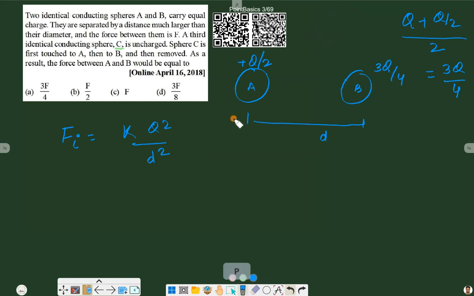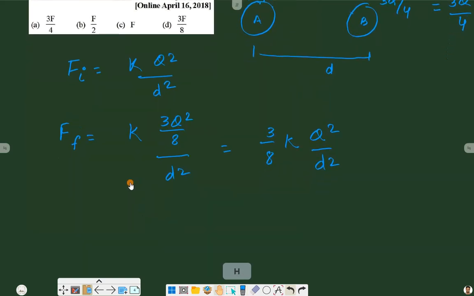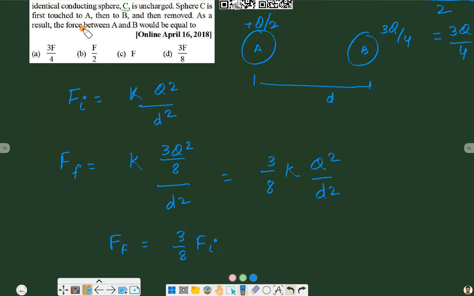So this sphere is now removed, and now the force between A and B, we can say force final, is equal to K. Now we know the charges, that will be 3q square by 8. Distance is as it is, so divided by d square. So what we will get? 3 by 8 K q square by d square, and this is equal to initial force. So F final is equal to 3 by 8 of F initial, and this is what we have to find, that force between A and B is 3 by 8 of initial force, that is F as per this question. So moving to next question.